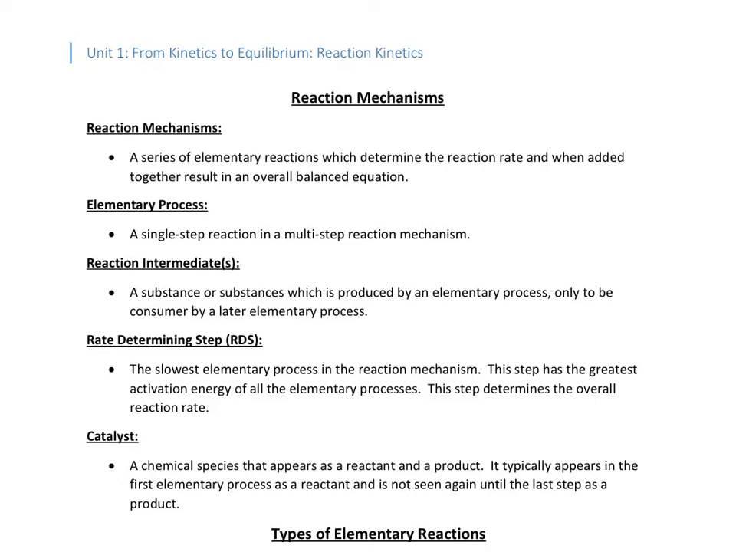An everyday example of a reaction mechanism could possibly be cooking Thanksgiving dinner. Cooking Thanksgiving dinner does not happen in one step. You have to cook a turkey, you have to cook vegetables, you need to make gravy. It's a series of steps. And it's those series of steps that determines how long it takes to cook the dinner.